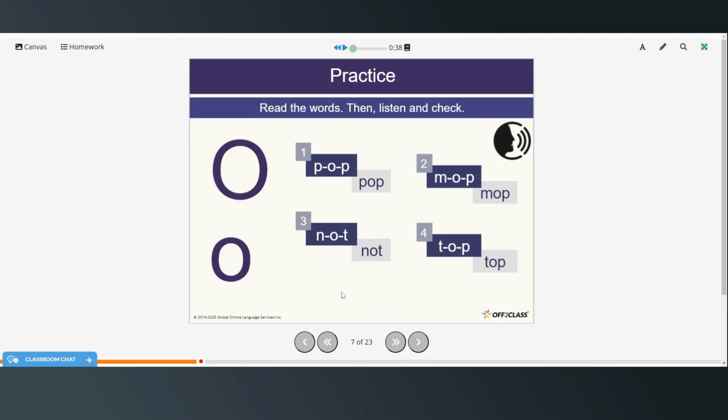Right, now read each of these words, sounding them out, and then saying the full word, and then listen when you're ready to check.